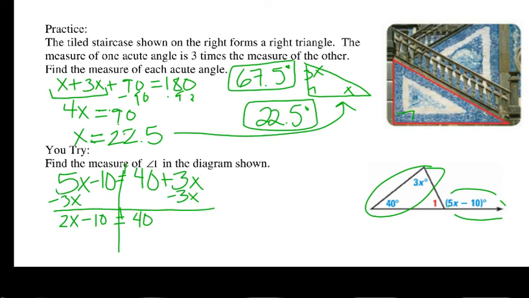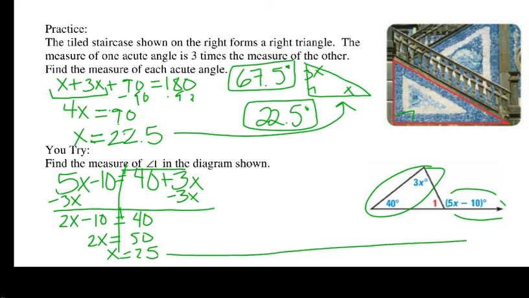If you reread the directions again, it's asking you to find the measure of angle 1, so we could do a couple different things. I am thinking of putting the 25 into this exterior angle, and then I know that these two angles here make up a linear pair, so once I know the exterior angle, I can subtract that from 180 to find my angle 1. So let's go ahead and put the 25 back into the x. So 5 times 25 minus 10 gives me 115 degrees for this exterior angle. So then if I take 180 minus that, I get 65 degrees. So that's what the measure of angle 1 is equal to.